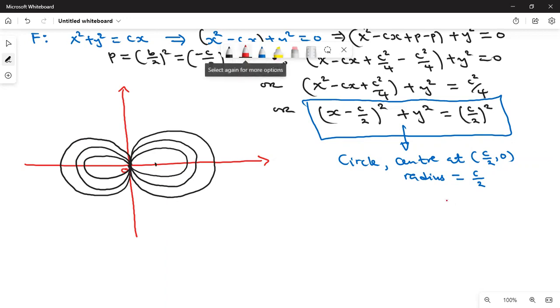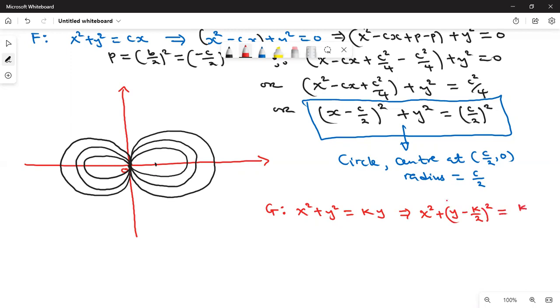What about the one that we have found for G? We have said G is such that x squared plus y squared is equal to ky. Again, if you complete the square, this means we'll be talking of x squared plus (y minus k over 2) squared is equal to (k over 2) squared. K is a real number, can be positive or negative.